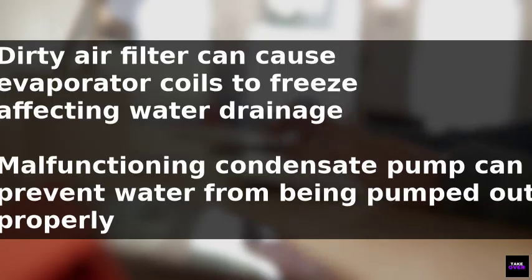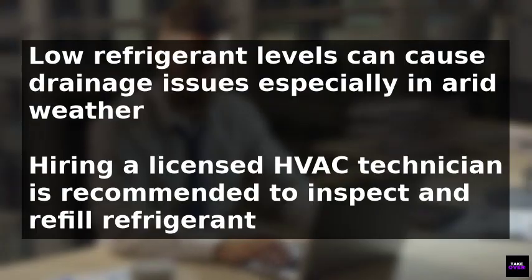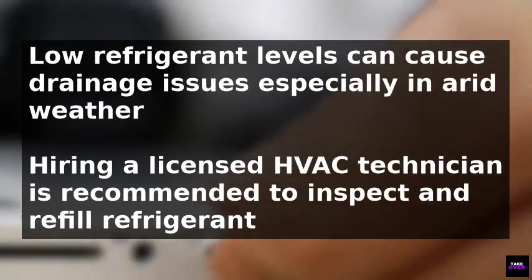Additionally, a malfunctioning condensate pump can prevent water from being pumped out properly. So listen for the sound of the pump running to ensure it's operating, and check that it's correctly connected to the power source. Remove any debris and replace the pump if it's still defective. Before performing any inspections, be sure to turn the power off.